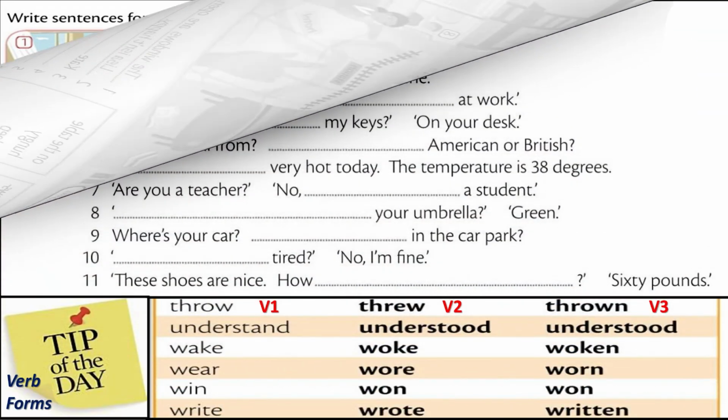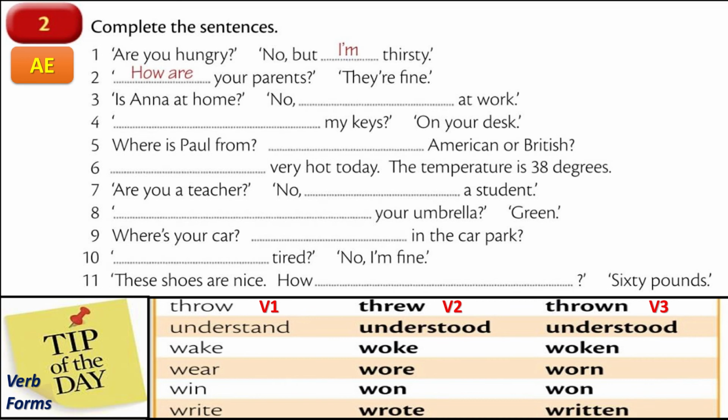Now, exercise number AE2. Complete the sentences. Are you hungry? No, but I am thirsty. Number 2. How are your parents? They are fine. Number 3. Is Anna at home? No, she is at work. Number 4. Where are my keys? On your desk.